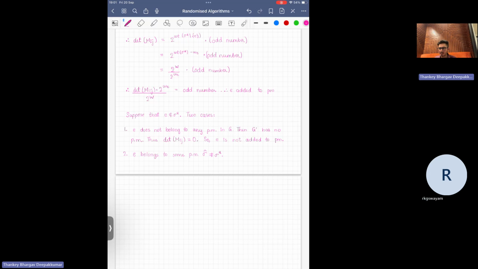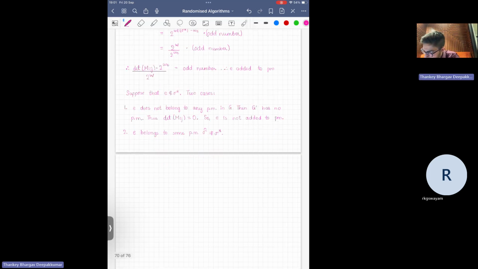But now what do I want to show? I want to show that the determinant of Mij times 2 to the WE over 2 to the capital W, this number would be even. That's what I want to show. Since sigma hat is not equal to sigma star, the weight of sigma hat is strictly greater than the weight of sigma star, right? Because sigma star is the unique minimum weight perfect matching.